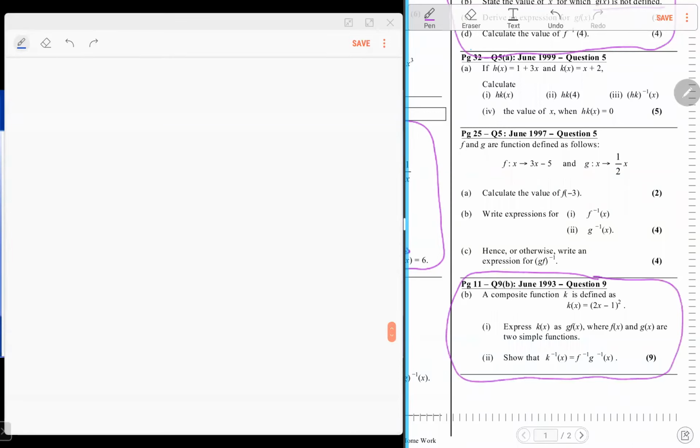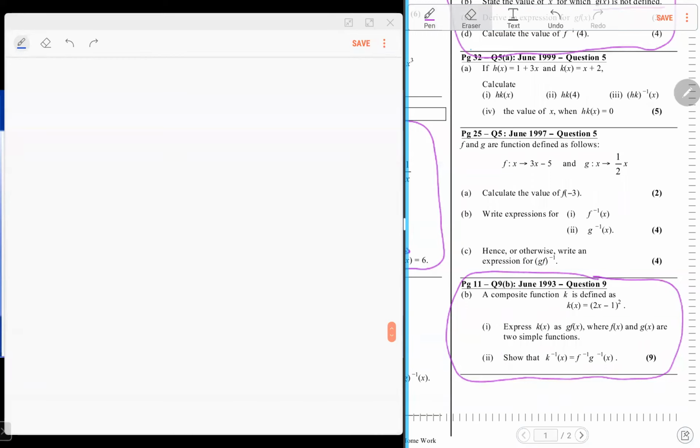While we do the splitting, I see they give us k of x as a composite function in this question, and they tell us that it is actually g of f. I want us to break it into those two simple functions. Then they want us to do an inverse of a composite function part. So we can cover both parts in this one, using the prove-the-rule method.